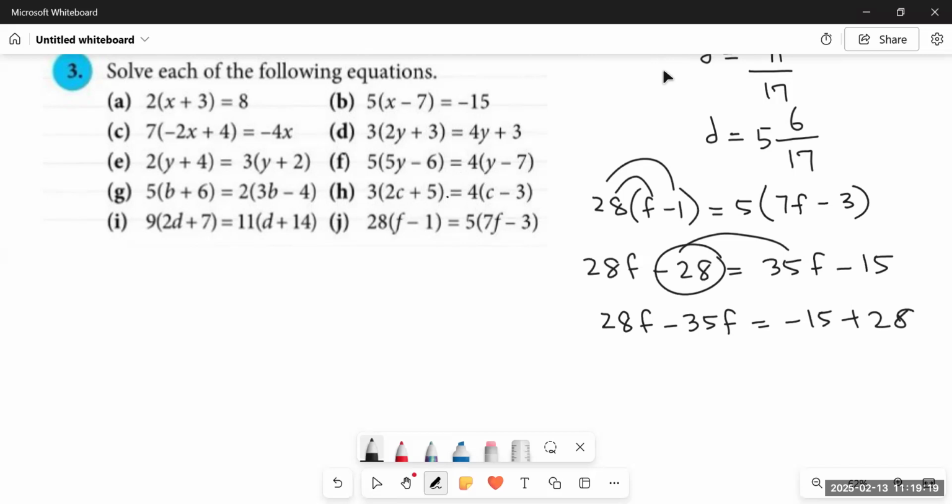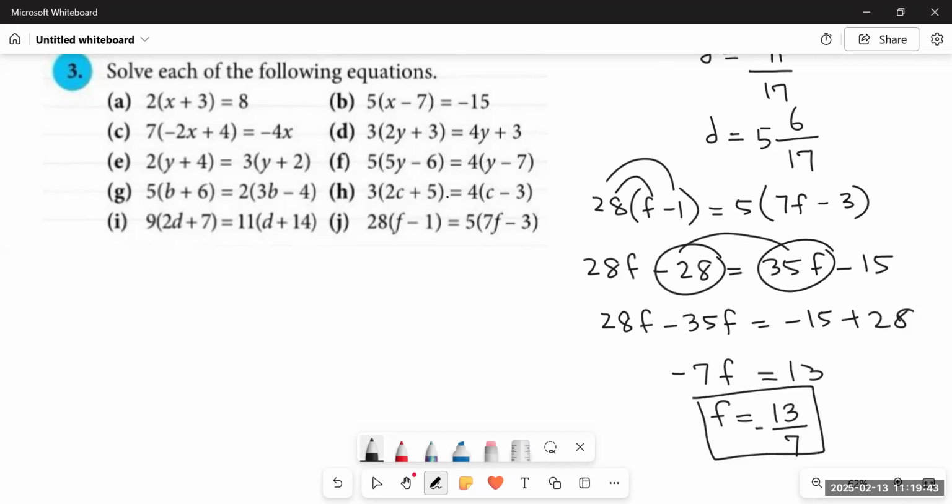You see? Circle out the numbers that you have to shift. So it would be 28 minus 35 is equal to minus 7f is equal to 28 minus 15, because 28 is positive and 15 is negative. So we'll subtract it and the answer would be positive, that is 13. So the final answer would be 13 upon minus 7. So you can keep the minus in between and it would be f is equal to minus 13 upon 7.